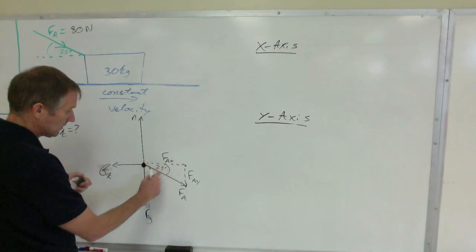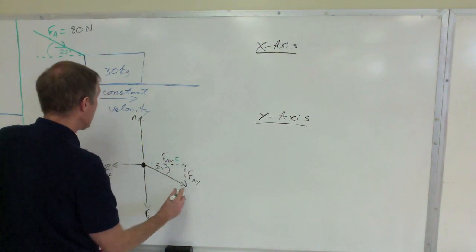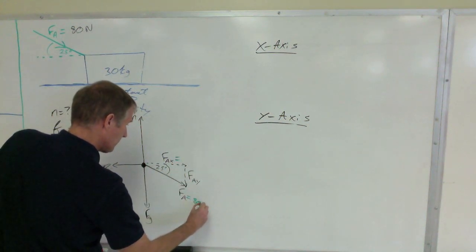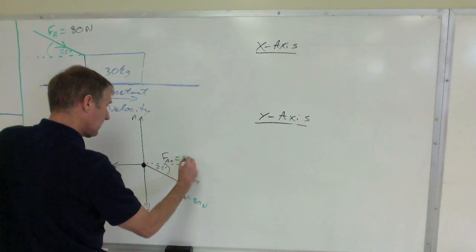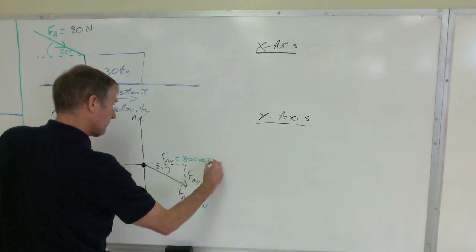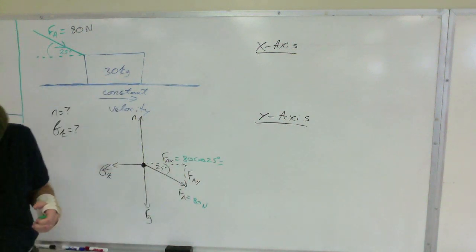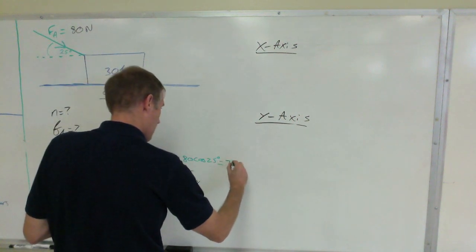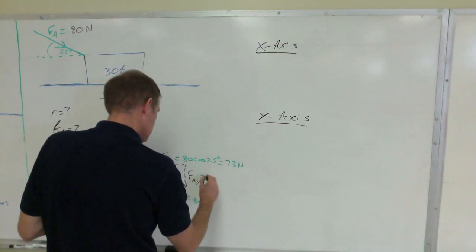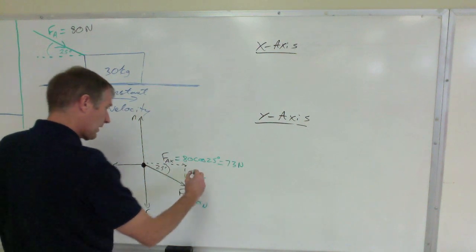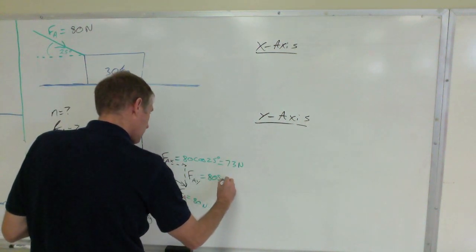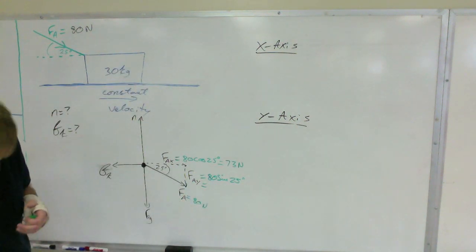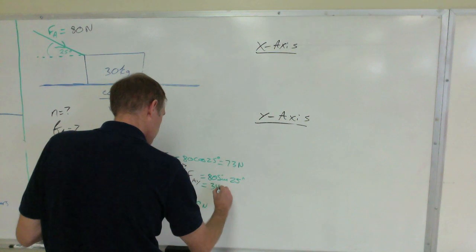Right? F-A-X is adjacent to the angle, and F-A, which is 80, is the hypotenuse. So 80 times the cosine of 25 degrees, and I've already done that. It came out to be 73. And in the y-axis, it's opposite the angle, so you use sine. So 80 times the sine of 25 degrees, and I've already done that one. It's right over here. That came out to be 34 newtons.